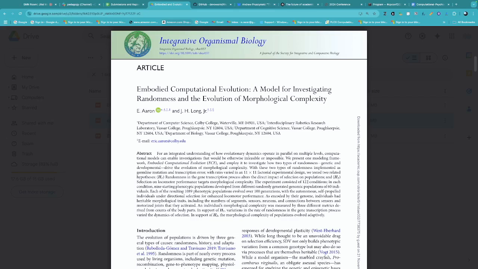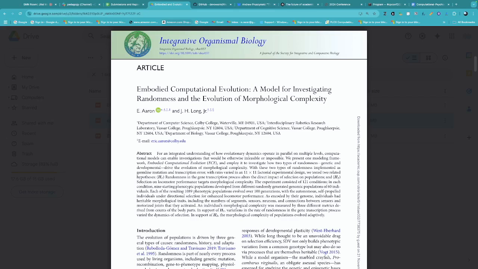The experiment consists of 121 conditions. In each condition, 9 starting phenotypic populations developed from different randomly generated genomic populations of 60 individuals. Each of the resulting 1,089 phenotypic populations evolved over 100 generations, with the autonomous self-propelled individuals under directional selection for enhanced locomotor performance. As encoded by their genome, individuals had heritable morphological traits, including the numbers of segments, sensors, neurons, and connections between sensors and motorized joints that they activated.